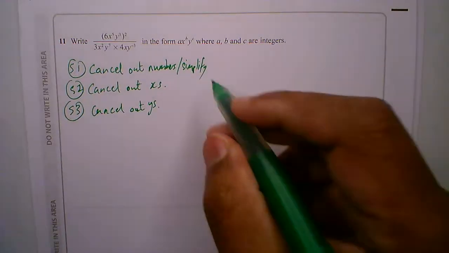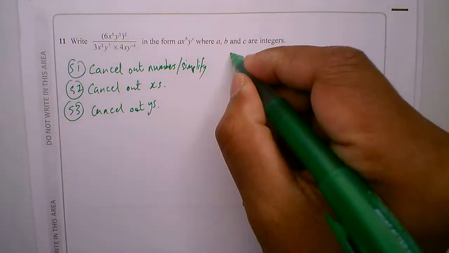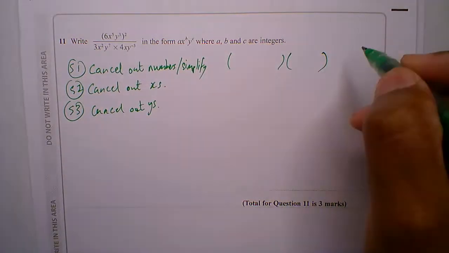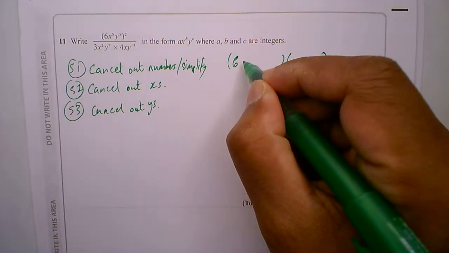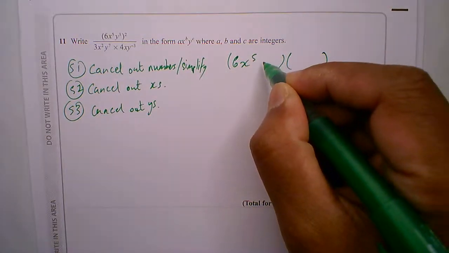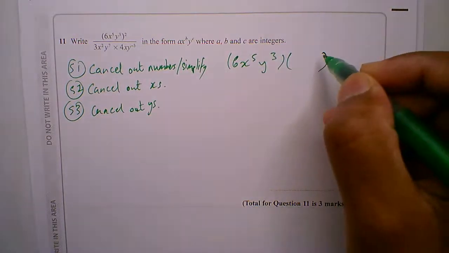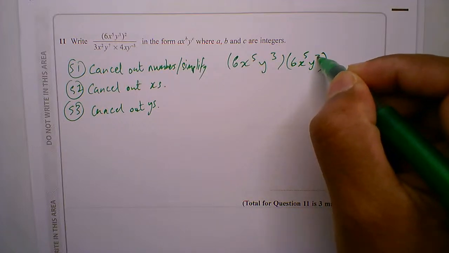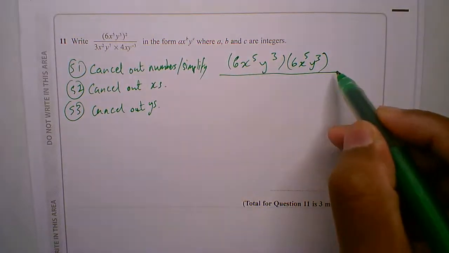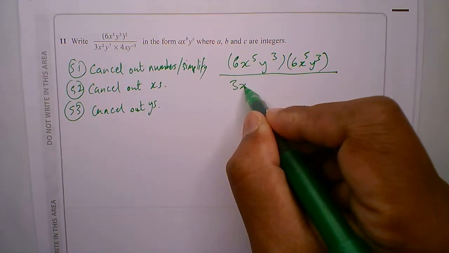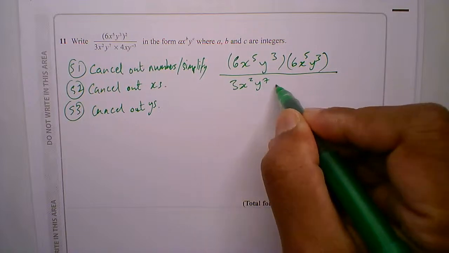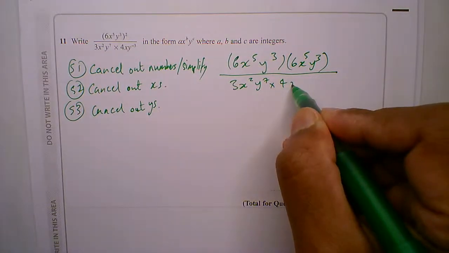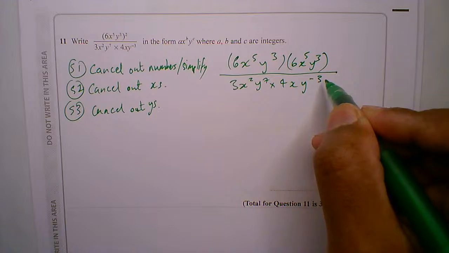Okay, so let's look at this. So what does a squared mean? A squared means it's the same thing being multiplied twice. So I'm going to write this out. 6x to the power 5, y to the power 3 times 6x to the power 5, y cubed, all over 3x squared y to the power 7 times 4x y to the power minus 3.